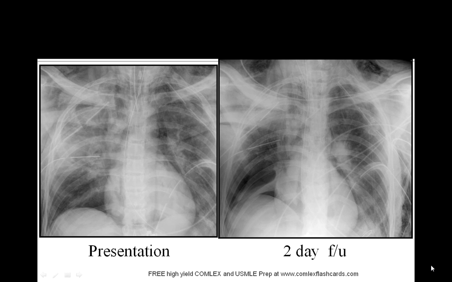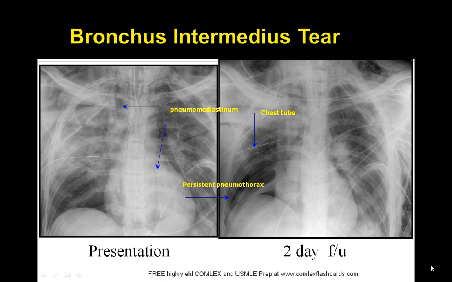Let's take a look at another chest x-ray and review some of the key characteristics that you do not want to miss as you're examining cases. Here you see a pneumomediastinum. You can see the chest tube placed. You can see a persistent pneumothorax. And again, all these lead you to a bronchus intermedius tear.